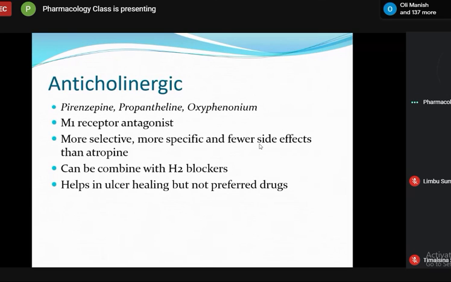Now, the next group of drugs is the anticholinergic drugs. They are less commonly used, but they also decrease the acid secretion. Pirenzepine, propantheline, oxyphenonium are selective towards M1 receptors in the stomach. They block these M1 receptors and inhibit the acid secretion. They can be combined with the H2 blockers. As they are very selective, they have fewer side effects than atropine, which is also an anticholinergic drug.